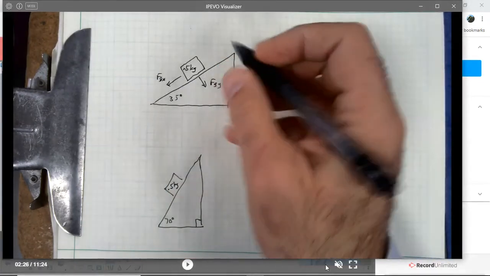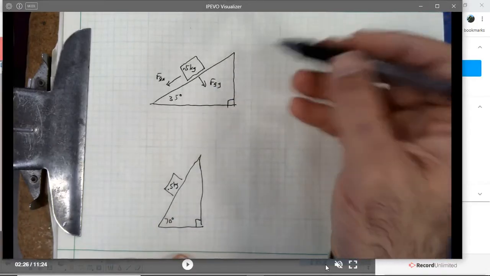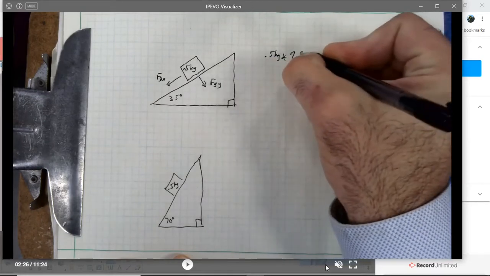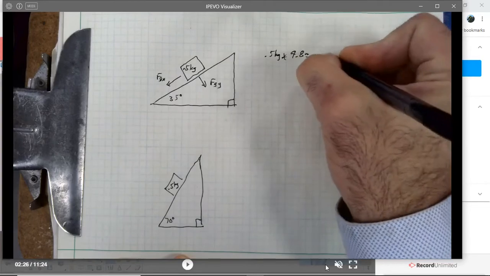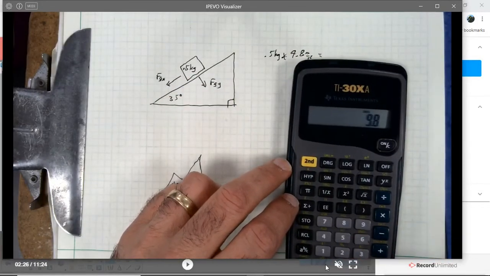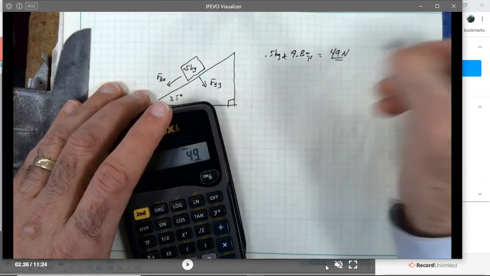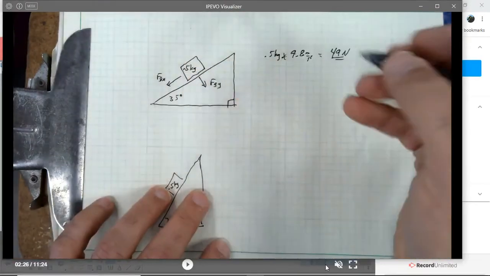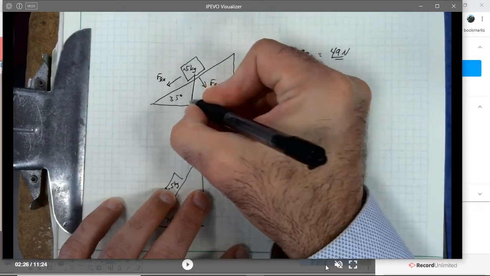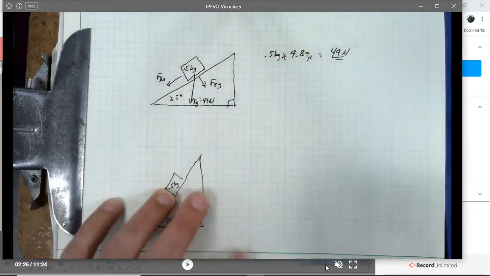Right? And the way we're going to do this is we have a 0.5 kilogram mass on a 35-degree slope. So first we're going to convert these into newtons. Sometimes you need to do this and sometimes you don't. So we're going to do this first. 0.5 kilograms times 9.8 meters per second squared is equal to 49 newtons. So this is the force of gravity, in this case, equal to 49 newtons.